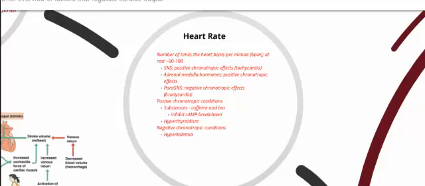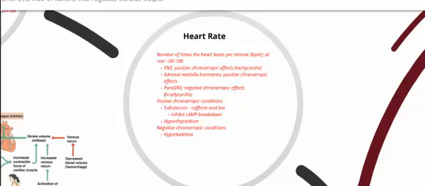Okay, heart rate is the number of times the heart beats per minute. At rest, the normal heart rate is between 60 and 100 beats. This rate is determined by the sympathetic nervous system, which has a positive chronotropic effect, or tachycardia. This can be affected by the release of hormones from the adrenal medulla. And then next we have the parasympathetic nervous system, which has a negative chronotropic effect, or bradycardia.